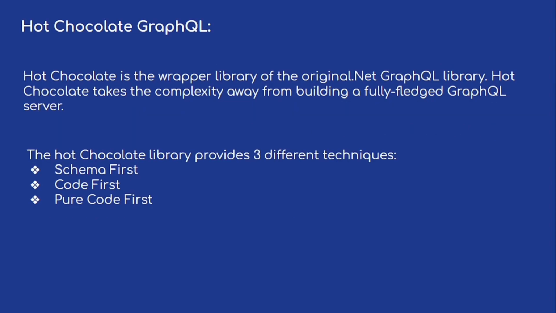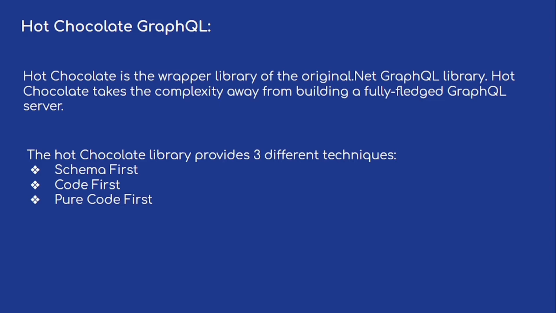Okay. So Hot Chocolate GraphQL. Today we are going to use the library called Hot Chocolate GraphQL for .NET. Hot Chocolate is a wrapper library for the original .NET GraphQL library. Hot Chocolate takes the complexity away from building a fully fledged GraphQL server. If you use the .NET GraphQL library directly, there is a lot of work that we have to do explicitly. Whereas Hot Chocolate has been built in such a way that everything has been wrapped nicely and only a few things we have to take care of. Everything else will be taken care of by the Hot Chocolate GraphQL library itself.